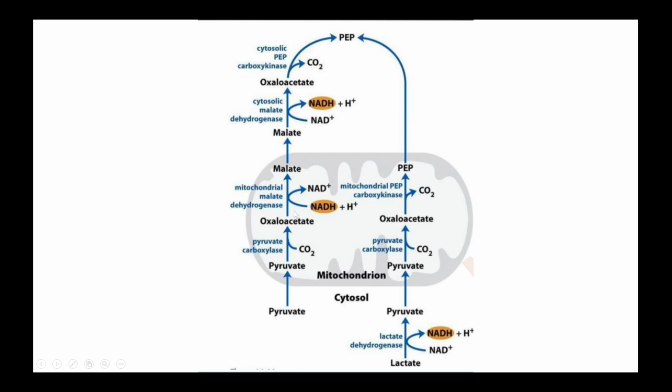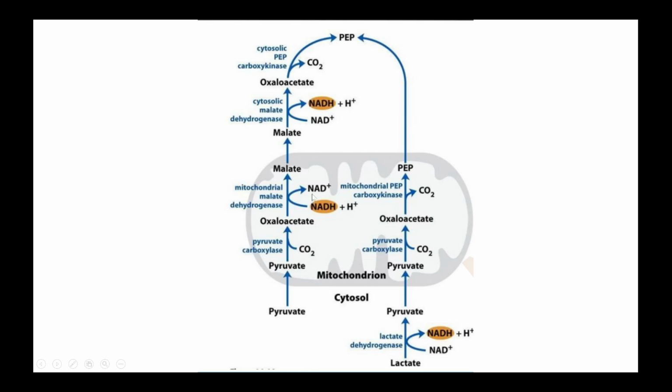Now, obviously, you will ask why here this oxaloacetate is not converted directly by this enzyme. The reason the other pathway is favored when pyruvate is directly converted into phosphoenol pyruvate is because we need one NADH to be released in the cytosol. Since in the case of lactate, we are getting that NADH directly from lactate dehydrogenase, we don't need to go through this whole pathway.